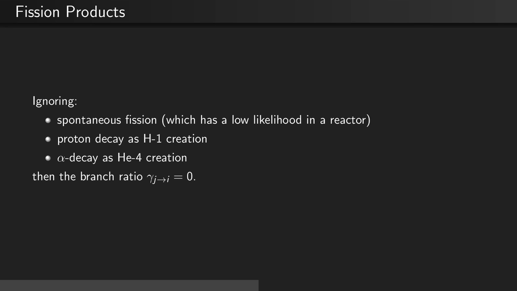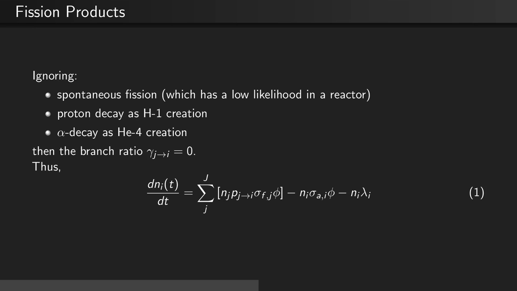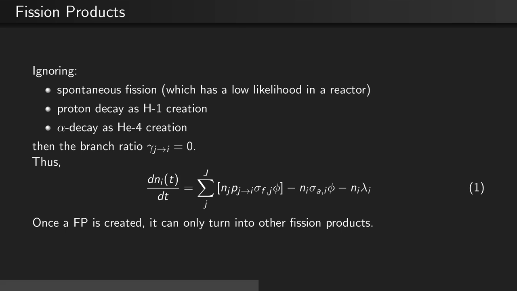For purposes here, let's ignore spontaneous fission, which has a low likelihood in a reactor, proton decay as hydrogen-1 creation, and let's also not count alpha decay as helium-4 creation. Therefore, the branch ratio gamma j to i is zero. Thus, we can simplify the previous equation by dropping the second term on the right-hand side. Moreover, once a fission product is created, it can only turn into other fission products.